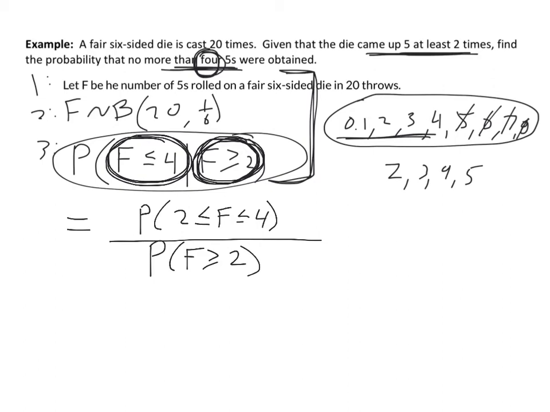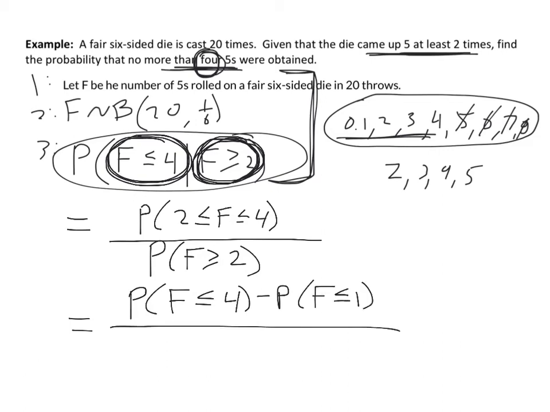If you haven't done much of the problem to this point, maybe see if you can break apart the next part on your own. The numerator here will be the probability that f is less than or equal to 4 minus the probability that f is less than or equal to 1. And then in the denominator, I'm going to have the probability that f is greater than or equal to 2. Remember why the top makes sense. We wanted to count all the stuff that was 2, 3, and 4. So I'm counting everything up to 4, and then I'm hacking off anything less than or equal to 1.